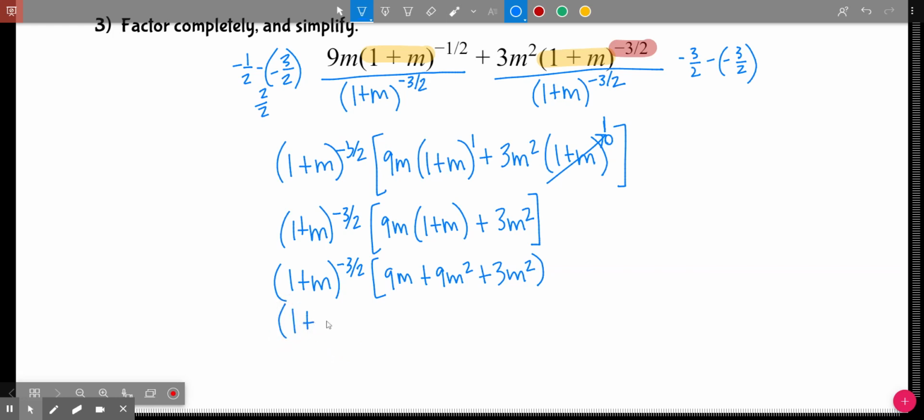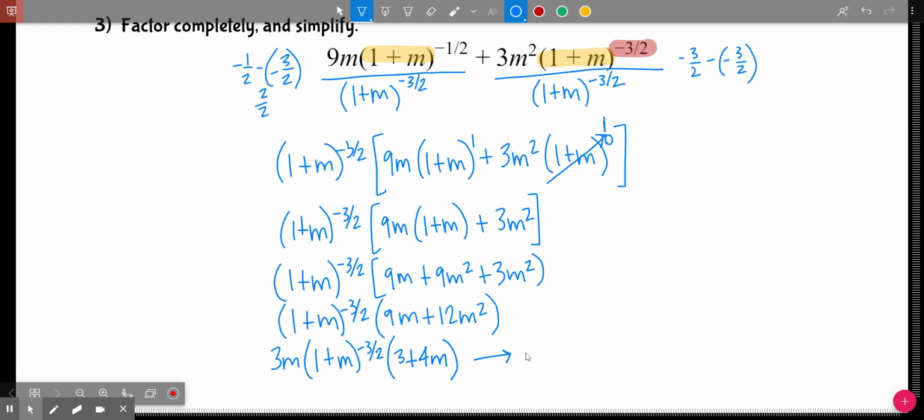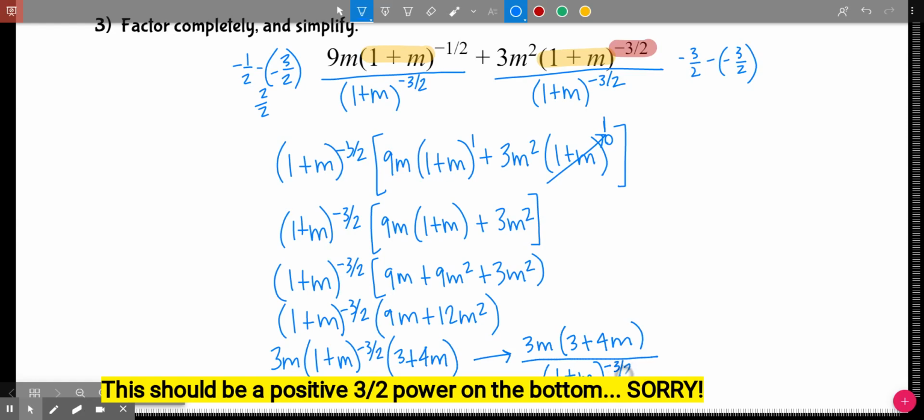So I have 1 plus m to the negative 3/2 power times 9m plus 12m squared. These two have a 3m in common, so the 3m moves all the way to the front, and I have 1 plus m to the negative 3/2 power times 3 plus 4m, and then my negative exponent really wants to be on the bottom, so 3m times 3 plus 4m over 1 plus m to the negative 3/2 power.